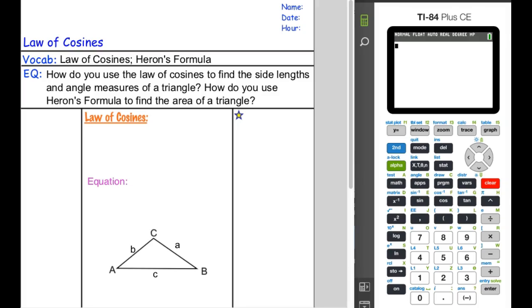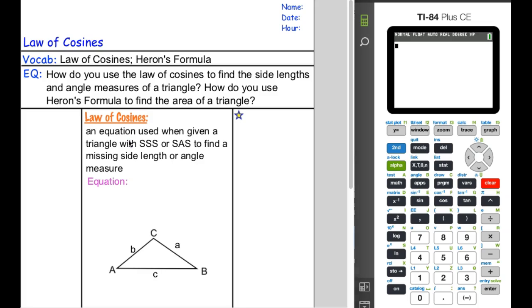Yesterday we talked about law of sines, and you've got to have a buddy with it, so today we're working on law of cosines. Law of cosines states an equation used when given a triangle with side, side, side, or side, angle, side to find a missing side length or angle measure. Our equation would be a equals the square root of b squared plus c squared minus 2 times b times c times cosine of A.